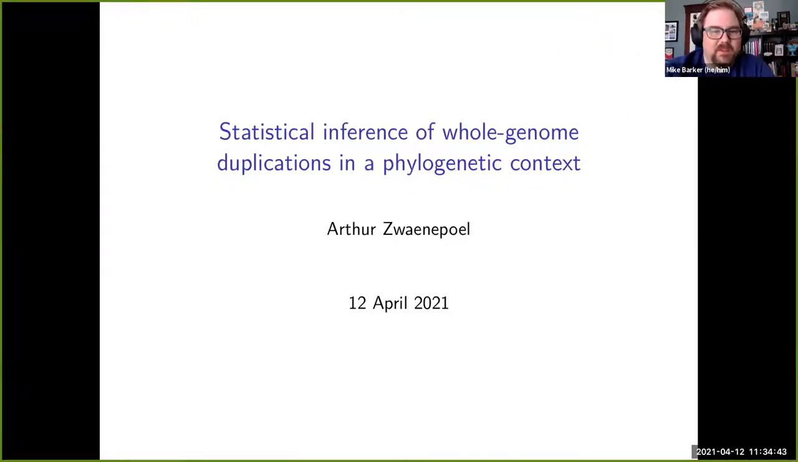All right, our next speaker is Arthur Zwaenepoel. Arthur is a PhD student in the group of Yves Van de Peer at Ghent University. He's working on the evolutionary importance of polyploidy and focuses particularly on statistical phylogenetic models to infer whole genome duplications from comparative genomic data, as well as modeling gene family evolution. More broadly, he's interested in theoretical evolutionary genetics and probabilistic modeling in biology. Today he's going to tell us about his work on polyploidy with his talk, Statistical Inference of Whole Genome Duplications in a Phylogenetic Context. So let Arthur take it away.